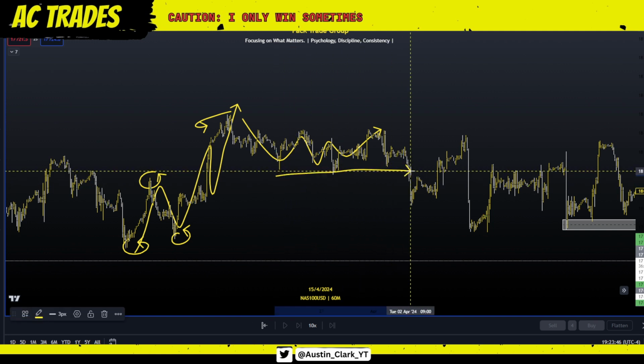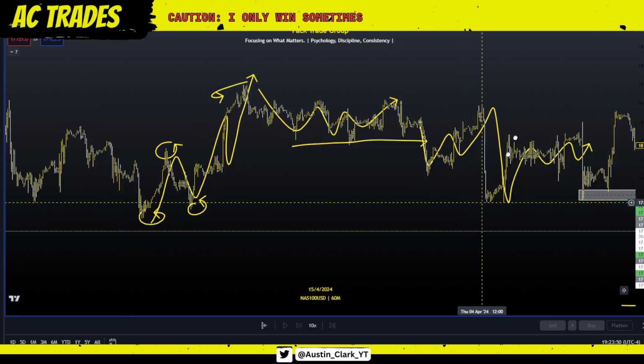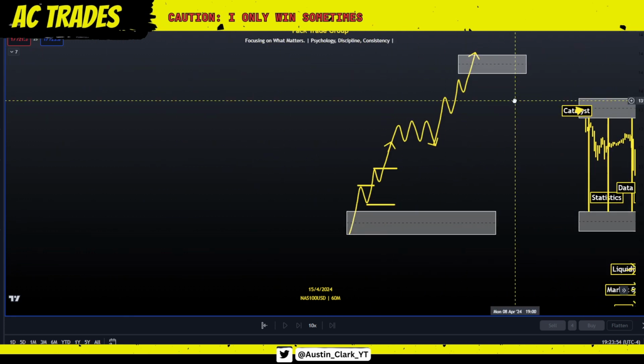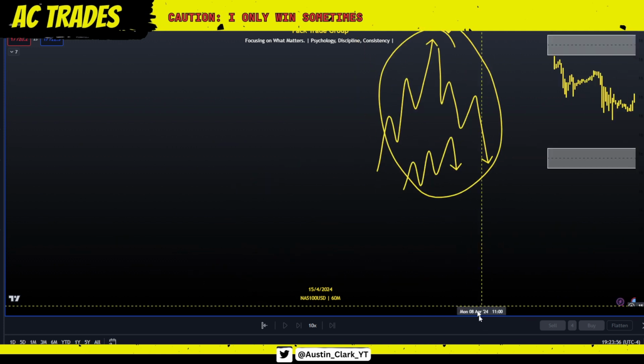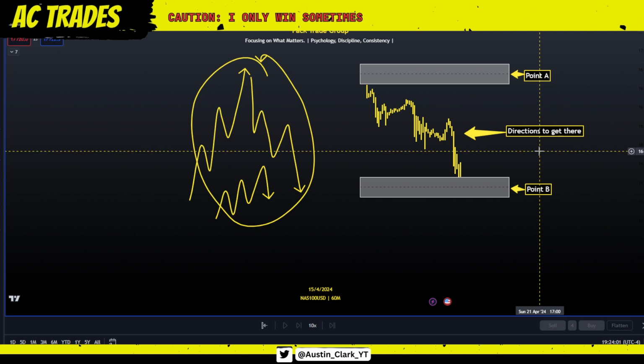We broke a level of support right here. Lower lows, right? It's never going to look perfect. It's never going to look like this most of the time, but that's still how price is going to be delivered from point A to point B and the directions to get there.